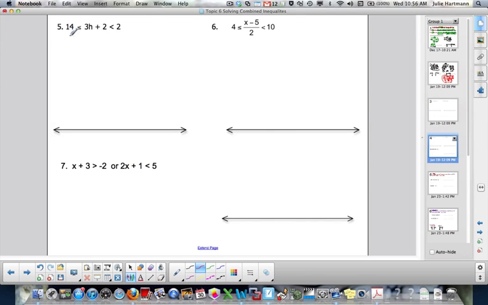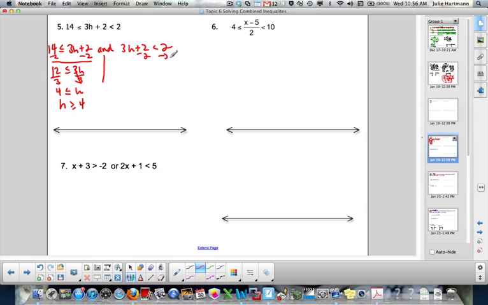All right, number 5. We have 4 is less than or equal to 3h plus 2 is less than 2. So first thing, split it up. 4 is less than or equal to 3h plus 2, and 3h plus 2 is less than 2. So on the left, we minus the 2. I get 2 is less than or equal to 3h. Divide by 3. I know my graph, h is greater than or equal to 4.